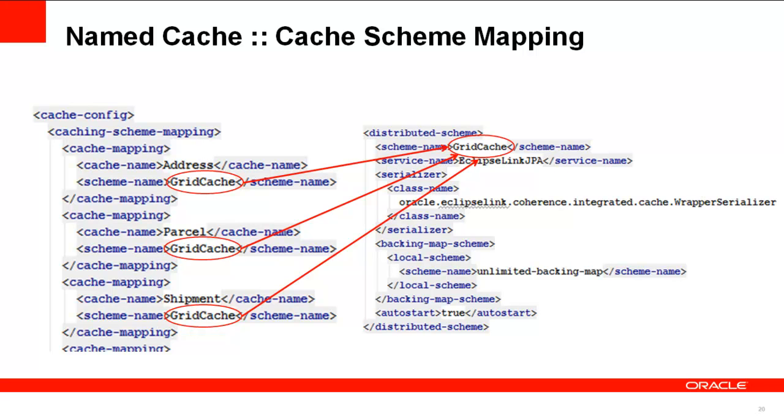Here we can see that I have defined a cache scheme called grid cache, and I am mapping the shipment, parcel, and address entities to this cache scheme. The configuration for the cache scheme shown here is for a partitioned or distributed cache with unlimited in-memory storage. You have the option of configuring partition caching, replicated caching, and or near caching in your cache scheme, and all of the configuration options you have for caching in Coherence are available when you're using TopLink Grid.